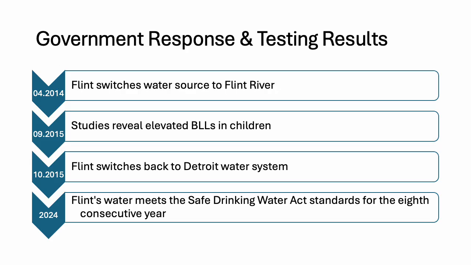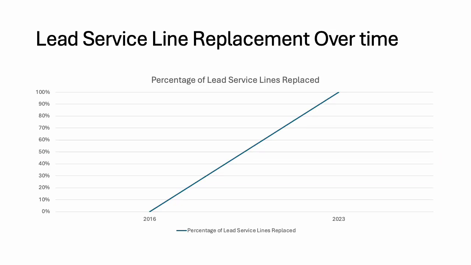And right after 1 month, the city of Flint switched back to the Detroit water system, and everything started to get better. And after 8 consecutive years, in 2024, Flint's water actually met the safe drinking water standards for a long time.